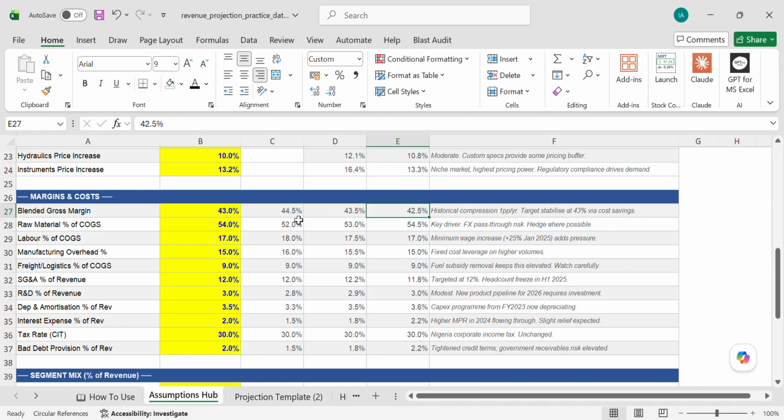So we want to be saving a lot of costs. At least 43%, you see, on average it has been around 43.5. That's what we want to maintain. We want to see our cost.